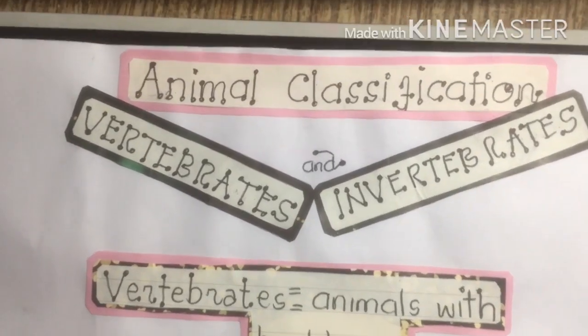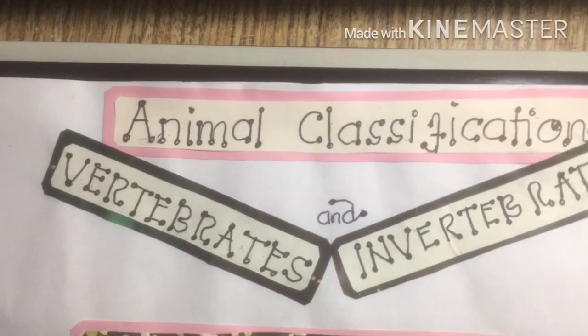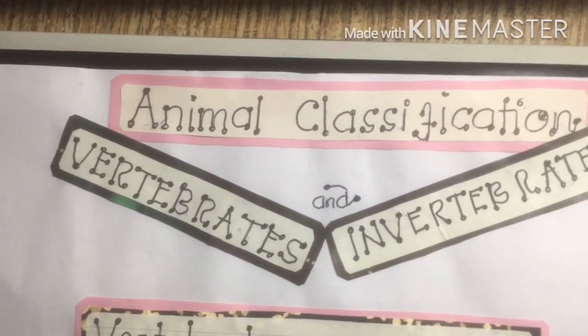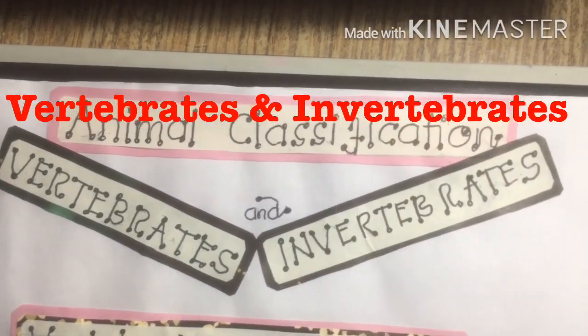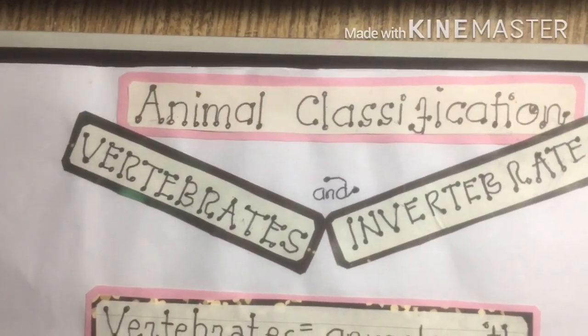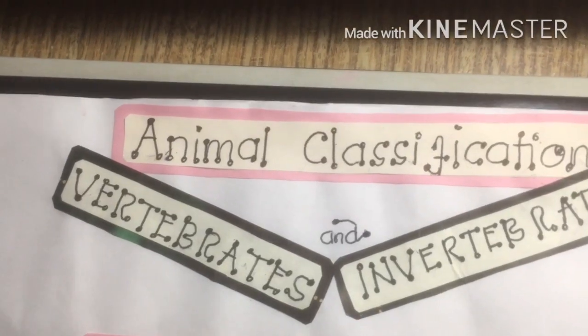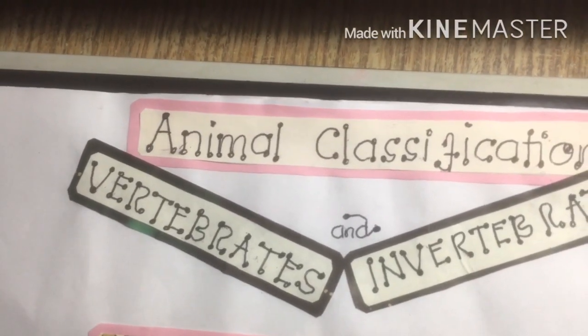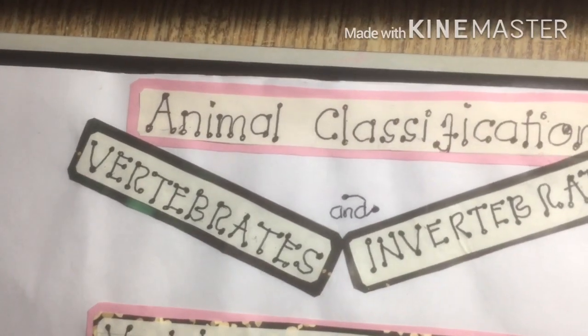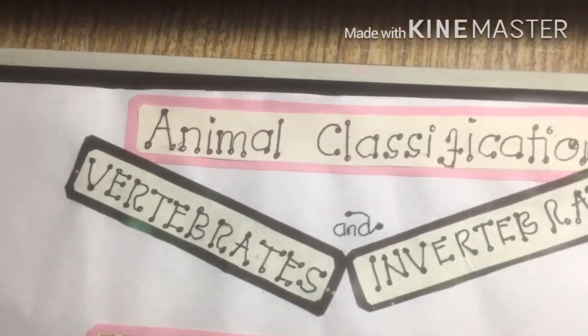In today's video, guys, we're going to discuss animal classifications referring to vertebrates and invertebrates. When you say vertebrates and invertebrates, we know that vertebrates talks about animals with backbones. Invertebrates talks about animals without backbones or without vertebral columns.